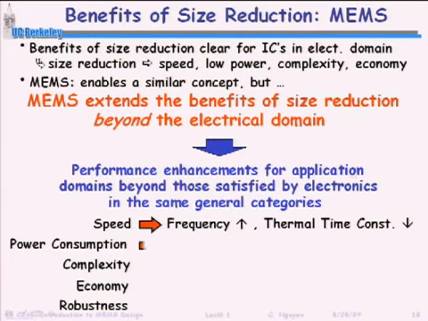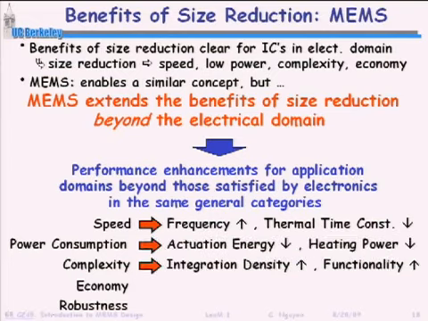Okay? Complexity. The integration density goes up, which means your functionality goes up. So this is the thing where MEMS designers really have to understand circuit design to make circuits of MEMS to get better functionality. Economy. These are all batch fabricatable on the wafer scale. If you can especially batch fabricate your packaging, you can make things a lot cheaper than the macroscopic scale version of things. And robustness.